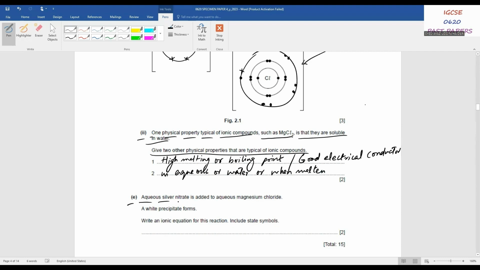E. Aqueous silver nitrate is added to aqueous magnesium chloride. A white precipitate forms. Write an ionic equation for this reaction. Include state symbols. So the reaction is happening between magnesium chloride and silver nitrate. It's an example of a precipitation reaction.